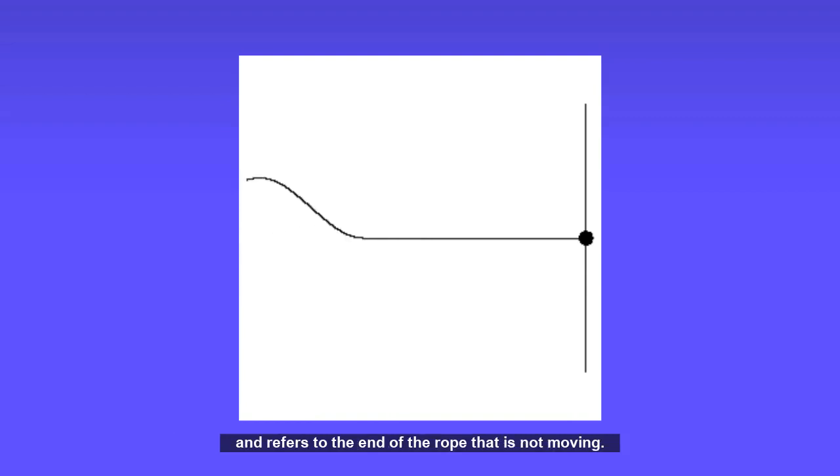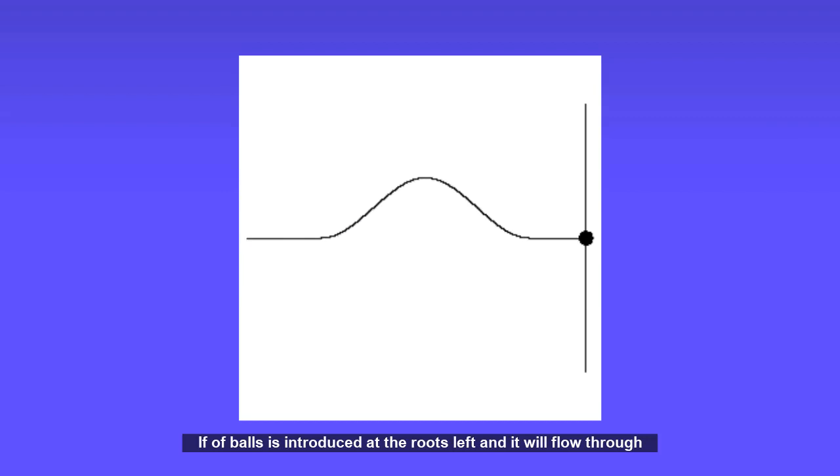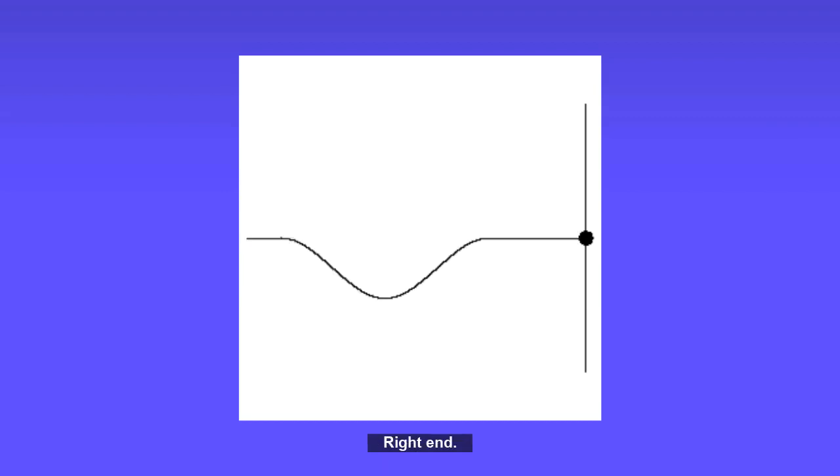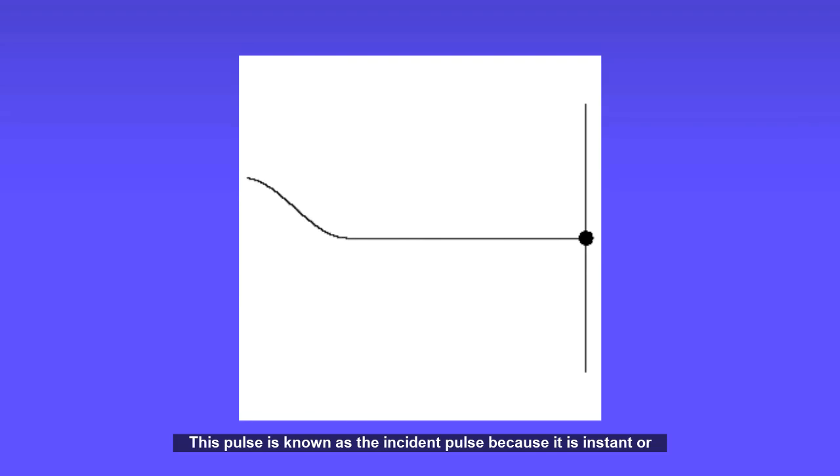A fixed end refers to the end of the rope that is not moving. If a pulse is introduced at the rope's left end, it will flow through the rope to the medium's right end. This pulse is known as the incident pulse because it is incident or near the pole's boundary.